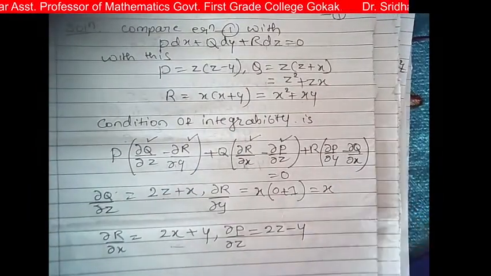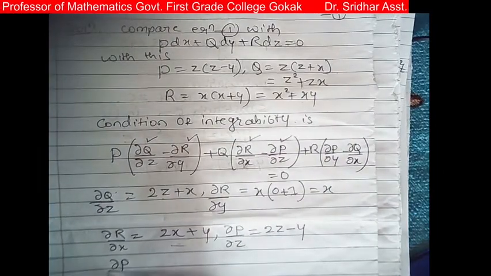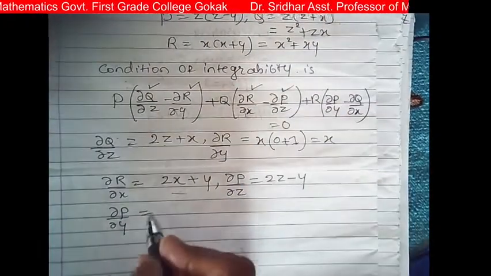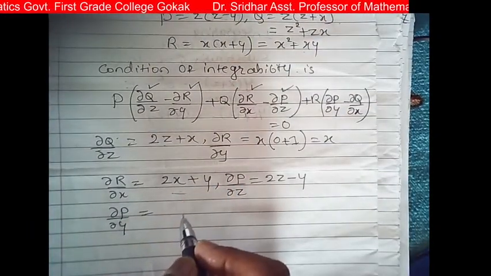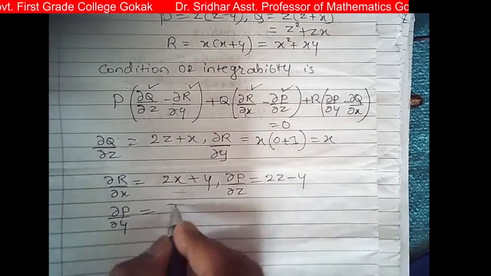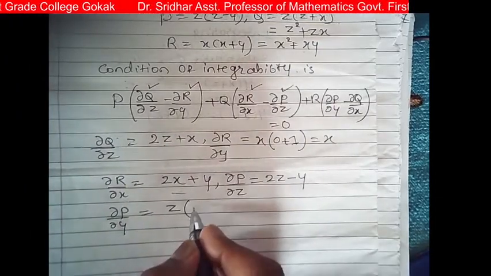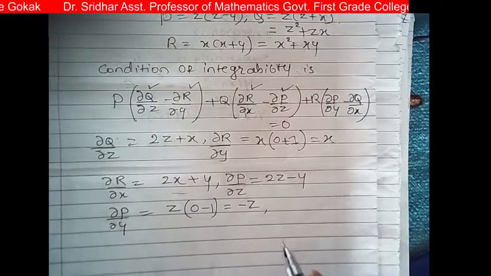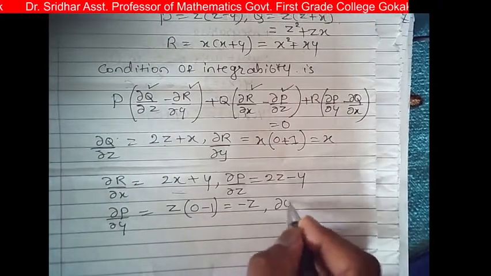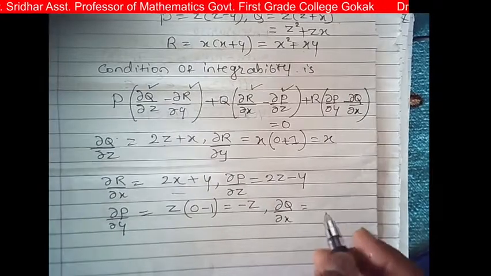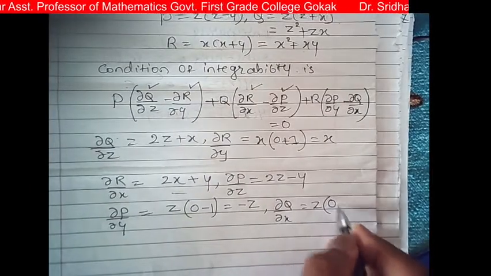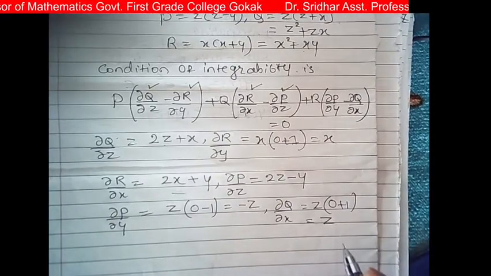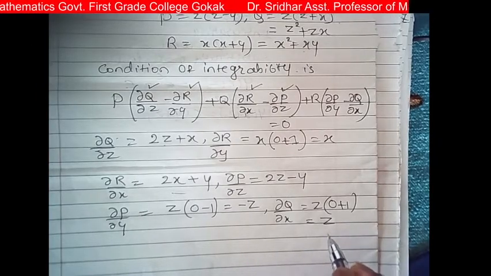Now we found. Next dou P by dou y. So differentiating P with respect to y. P with respect to y means z square, z is constant, z minus y differentiation with respect to y is 0 minus 1, so it is equal to minus z. Next the last one, dou Q by dou x. So Q means z is constant, 0 plus 1, which is equal to z. So dou Q by dou x is equal to z we get.